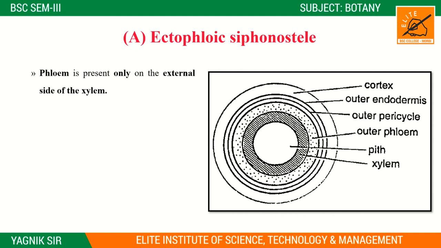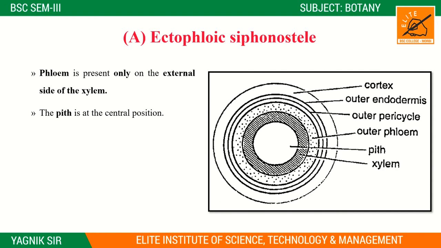So here phloem is present only on the external side of the xylem. That means xylem is surrounded by the phloem, right? So no other change compared to the primitive type of the stele, right? Just the difference here: pith is present in the center part, right? Everything is similar.